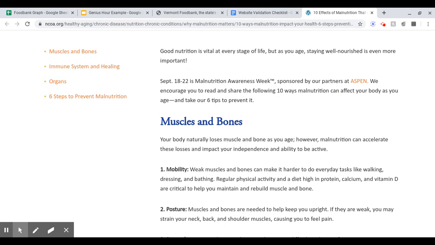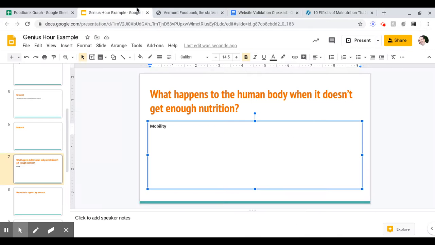So there's the 2 parts that I would consider for the science. So I'm going to talk specifically about impacts on the human body, which answers kind of this mini driving question or this science specific question that I want to answer in my project, which is what happens to the human body when it doesn't get enough nutrition.